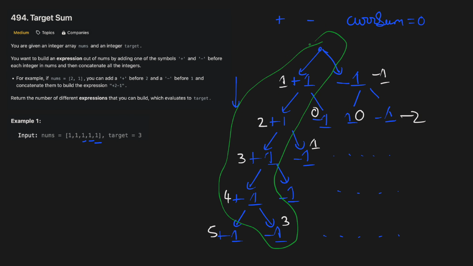Now in terms of time complexity, it will be O of 2 to the power of n, where n is the number of elements in the nums array. Because at each level, or for each number, we check whether to add a plus sign there or a minus sign there. So because of this, we will build this recursion tree of size 2 to the power of n, resulting in time complexity of 2 to the power of n. And in terms of space complexity, it will be O of n because of the depth of the recursion tree. Now let's jump into the code part.